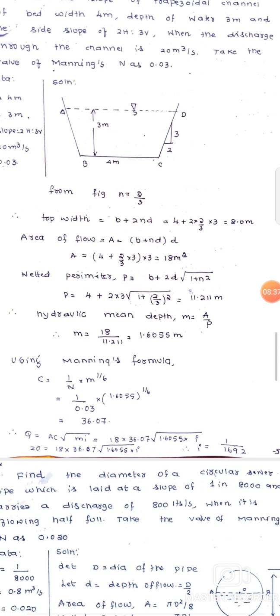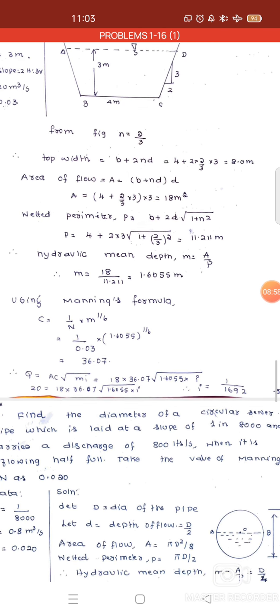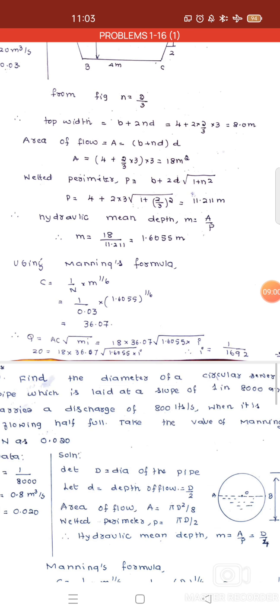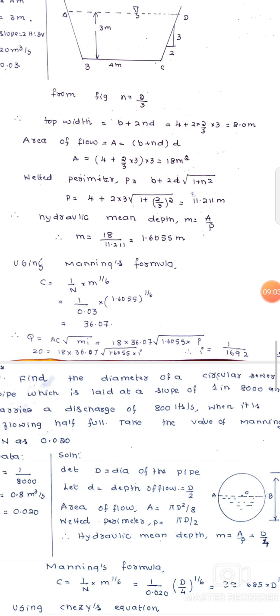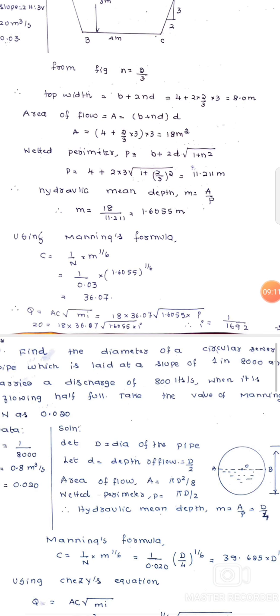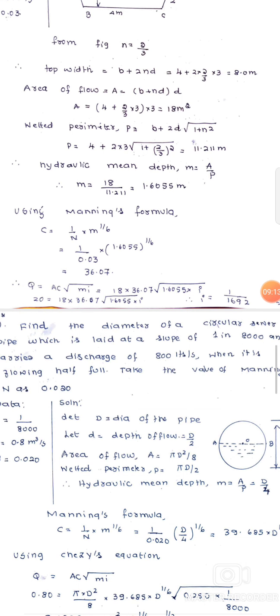Then the perimeter is AB plus BC plus CD, that is we can write in terms of b plus 2d into square root of 1 plus n square. That will be 4 plus 2 into 3 into square root of 1 plus (2 by 3) whole square. That will get 11.211 meters. Or you can do it another way to find the perimeter, that is AB plus BC plus CD. Then the hydraulic mean depth is m is equal to A by P. Area is 18, perimeter is 11.211. Then you'll get the hydraulic mean depth as 1.6055 meters.